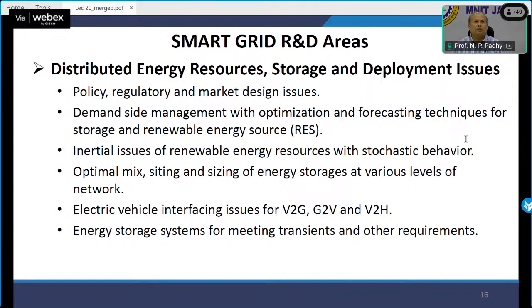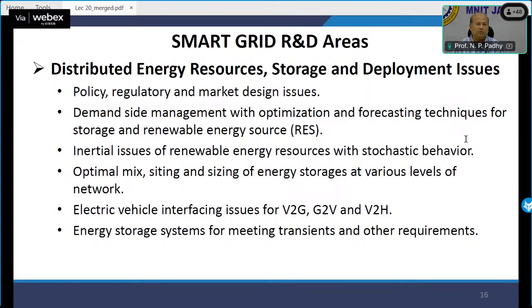Now, if you move to distributed energy resources, storage and deployment issues, and policy. There are a few things we have not included; we are talking about technology, but unless you have policy, regulatory and market design in place, none of your technology is going to work. That is very important. Then demand side management with optimization and forecasting techniques for storage and renewable energy sources.